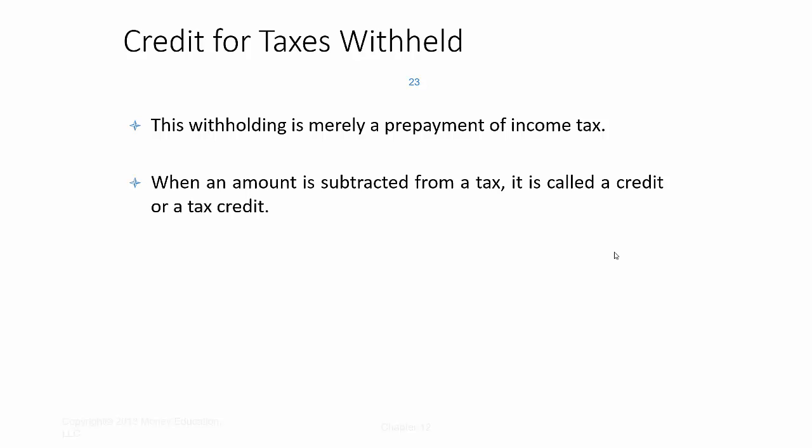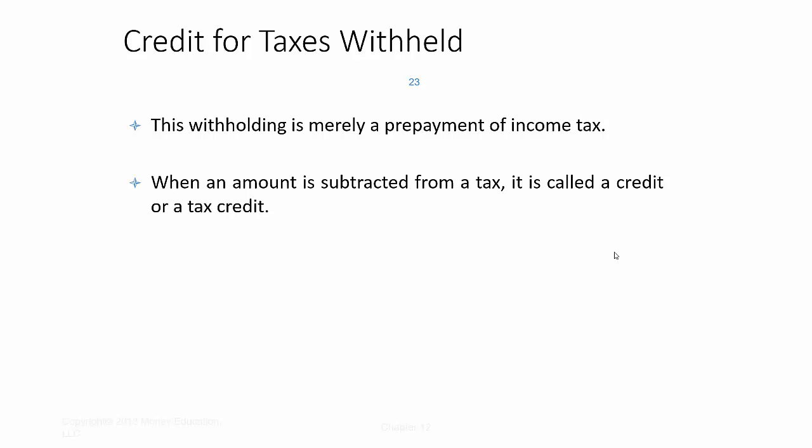So from that, when an amount is subtracted from a tax, it is called a credit or a tax credit. So the withholding is a prepayment of tax. So let's make that clear. When you withhold, it is a prepayment of tax. So at the end of when you file your taxes the following year, you're either going to get a refund because you withheld too much, or you're going to have taxes due. When we're talking about tax credits or credits, we're talking about an amount that is subtracted from a tax. So let's assume this is our tax liability.